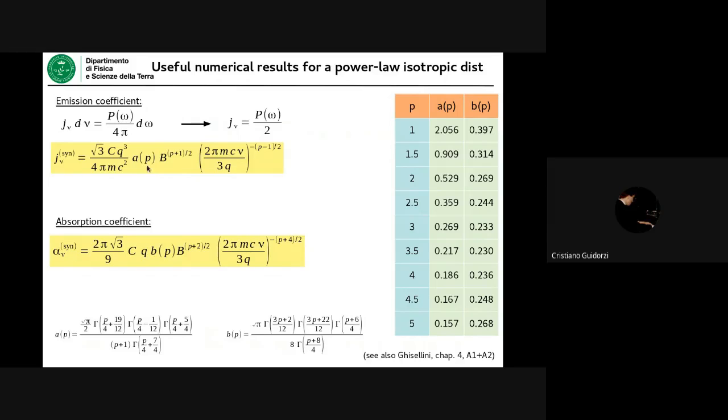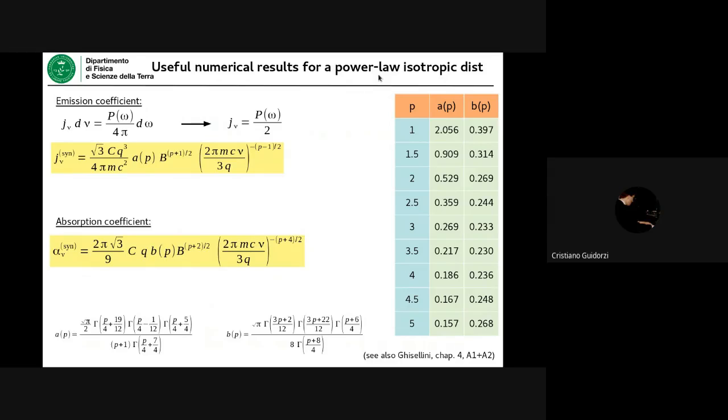Here you see there is a coefficient alpha as a function of P, and a coefficient A as a function of P and B as a function of P. These are numerical coefficients as a function of P. And here I put this table. I just put the very typical values of P with the corresponding values of the corresponding coefficient. So this is a very practical formula.